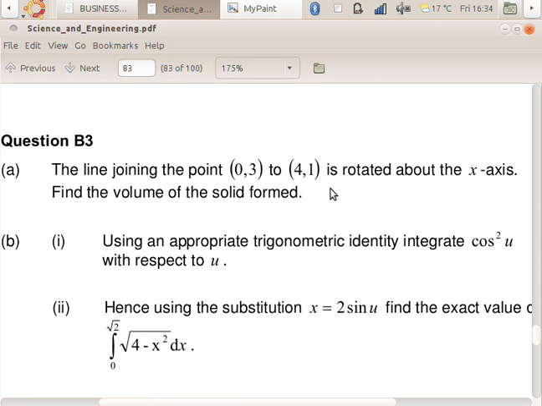Right, so Part A here. So I want you, it's like a special needs class, it really is. Just write down those 2 points, please, 0, 3 and 4, 1.